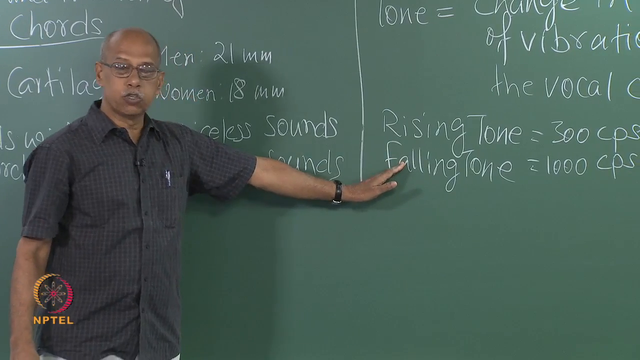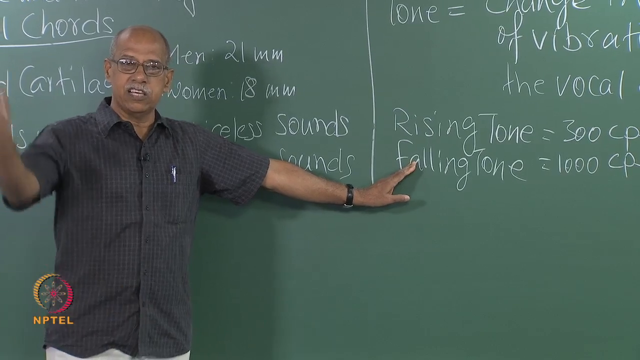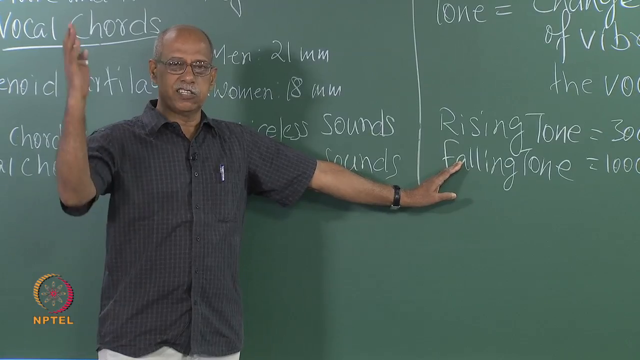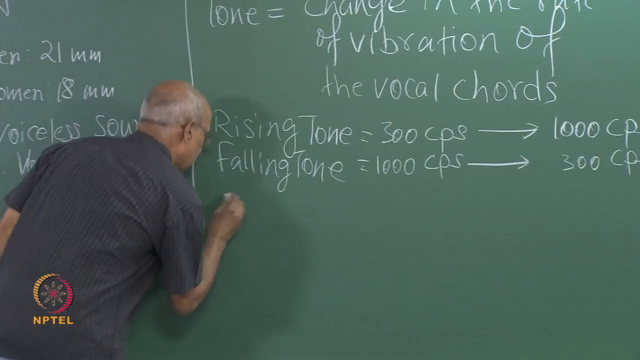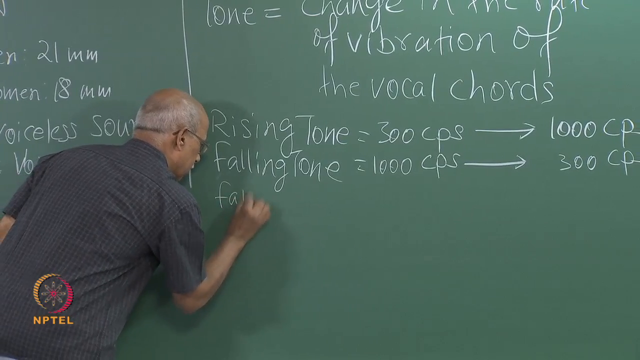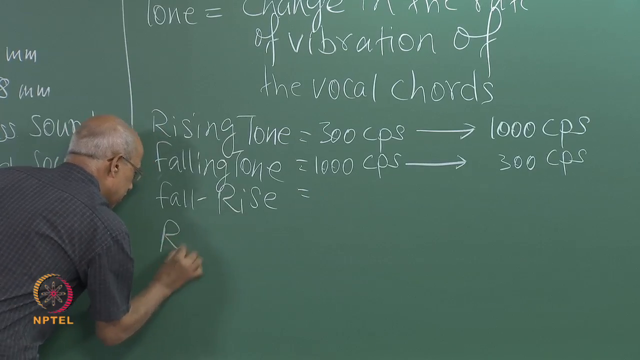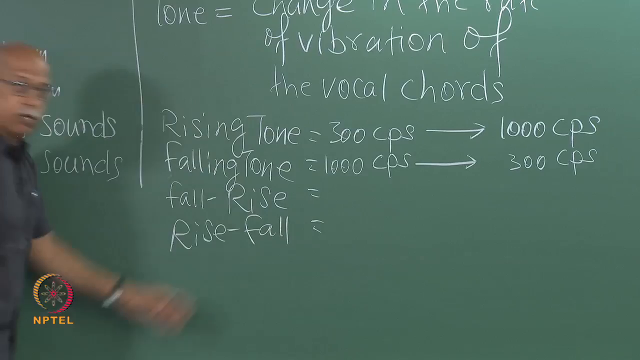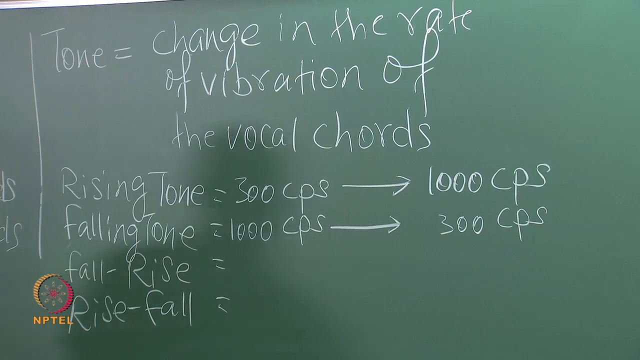A falling tone is generally used to give orders and make declarations. The king is dead. Tomorrow is a holiday. IIT is the greatest institute. Or sometimes you can have fall, rise, or the counterpart, rise, fall. All of these things, various permutations and combinations, are used to express meaning.